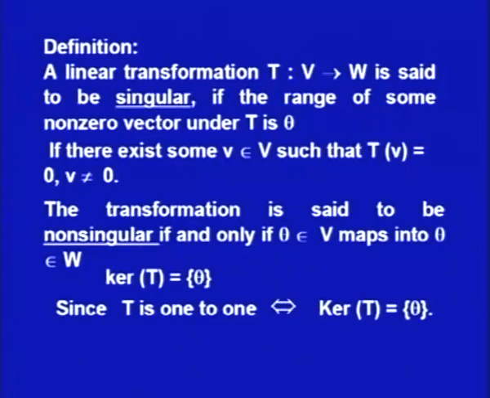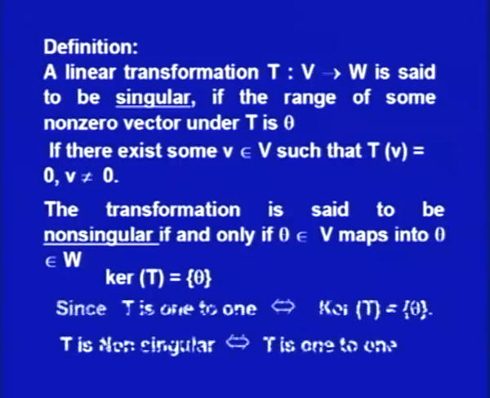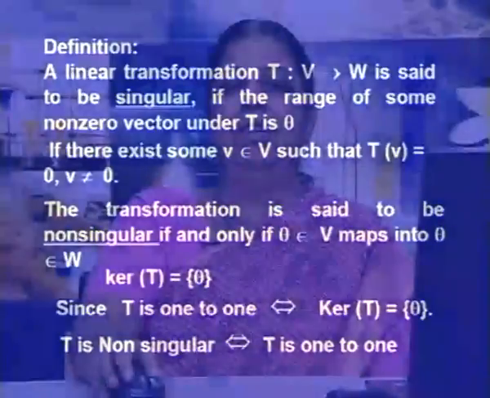Now we have earlier proved that T is 1 to 1 implies kernel T is equal to theta, and that means that T is non-singular when T is 1 to 1. So many times we take this as a definition for non-singular transformation, that if T is non-singular then T is a 1 to 1 linear transformation.